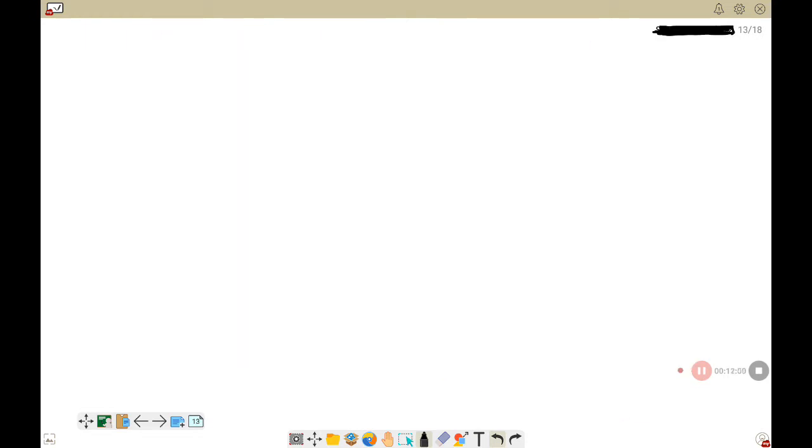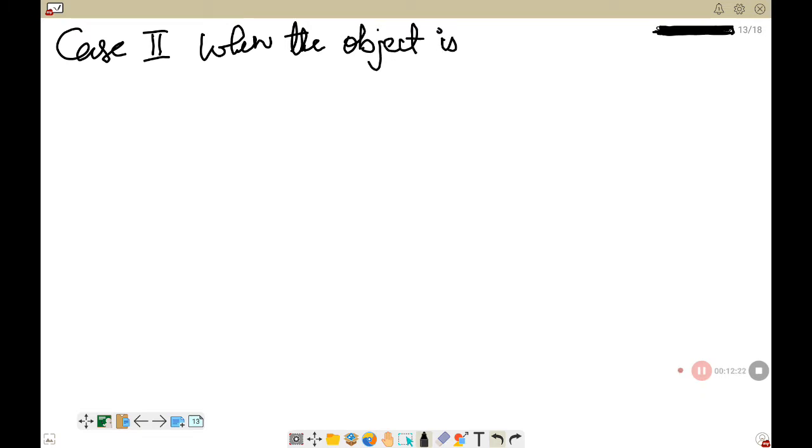Now let's learn case 2. Case 2, what does case 2 say? Case 2 says when the object is beyond twice of f1. So let us do like this: when the object is beyond 2f1, all right, so as I said, I'll draw a straight line.